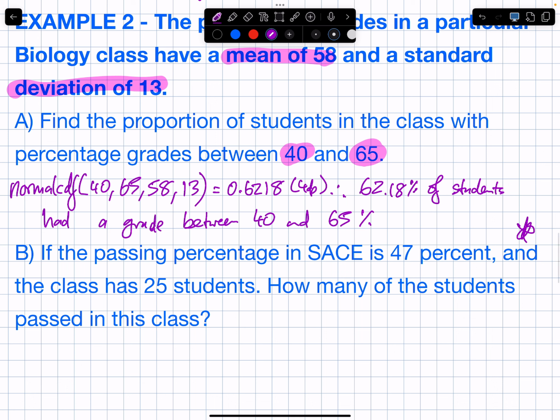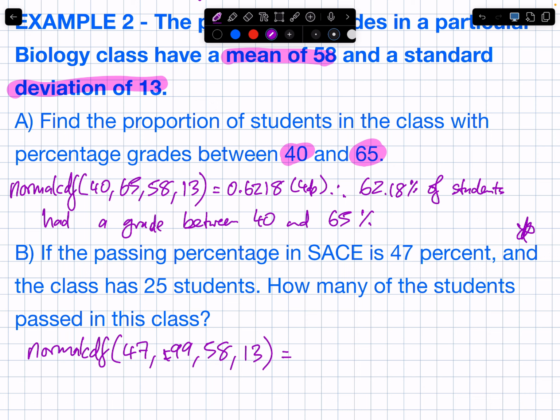So if we care about people passing and the line is 47, do I care about people getting more than 47 or less than 47? I want more definitive. I heard more, but I heard some quiet lesses. If you got less than 47, you're failing because that's the line for pass. We care about how many percent of the kids got more than 47. So normal CDF, what's my lower end cutoff point? 47. What's infinity to the right? E99. What's the mean in this situation? It was 58. Standard dev was 13. Chuck that into your calculator.